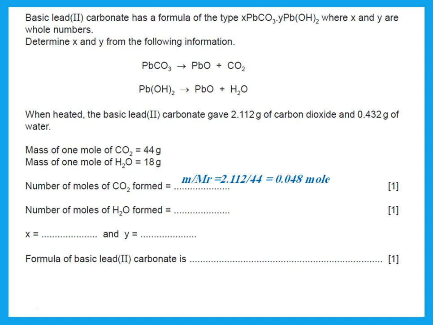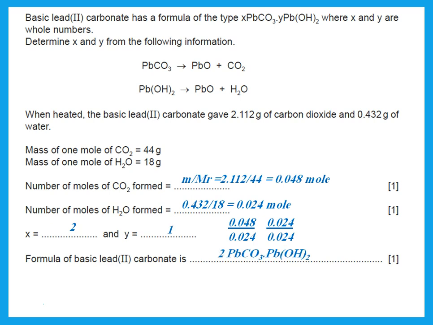Also, we have a certain mass of water. So again, we're going to use the same equation, mass over molecular mass. So now I have values for number of moles. Remember, to get x and y, I need to simplify these. So if I divide through by the smallest, this gives me a ratio of 2 to 1. And that means that the formula up there is actually 2 of lead carbonate, 1 of lead hydroxide, which is not written. Are we following?